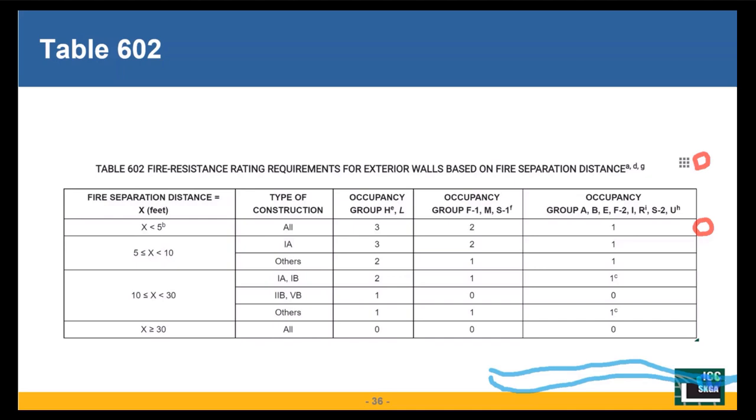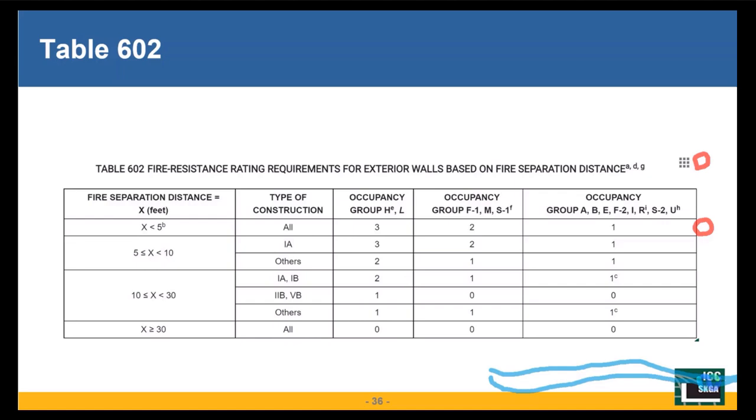So this illustrates the point of how the code requirements are driven by the type of construction, which is in this case the rating of how many hours needed, and the occupancy. So you can see that. You can go down the table, and if you go to the bottom, when the fire separation distance is equal or more than 30 feet for all occupancies, no rating is required.